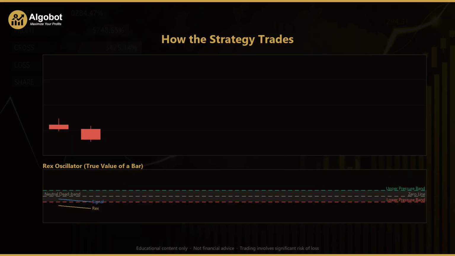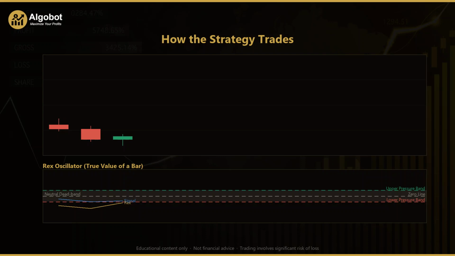Let's walk through this illustration candle by candle. In the lower panel, you can see the Rex Oscillator. The gold line is the Rex line, our fast pressure reading, and the blue line is its signal baseline. The gray zone in the middle is the neutral deadband, the region around the zero line where crossovers are treated as noise and ignored.